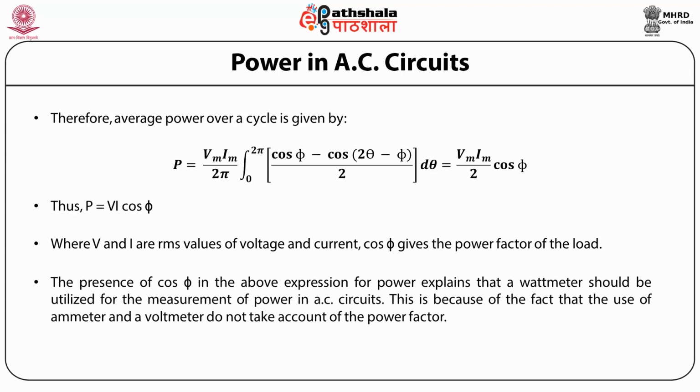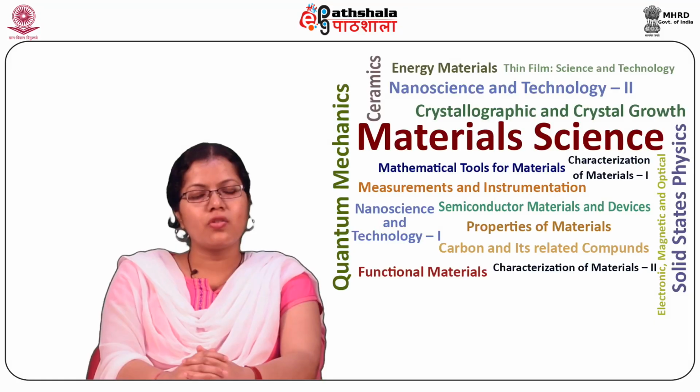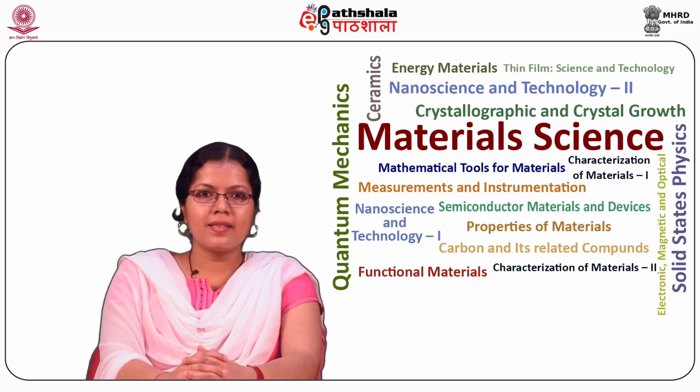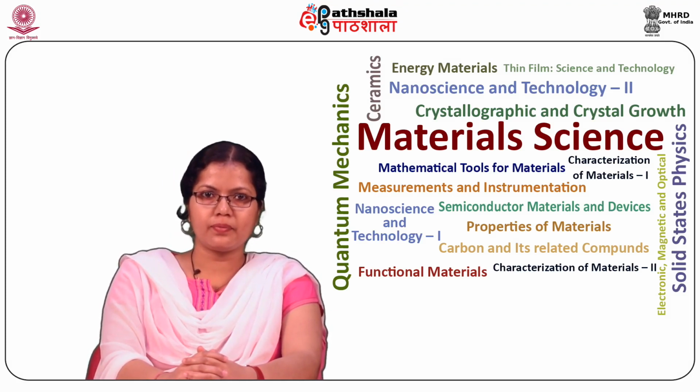The presence of cos phi in the above expression for power explains that a wattmeter should be utilized for the measurement of power in AC circuits. This is because of the fact that the use of ammeter and a voltmeter do not take account of the power factor. Students, now let us study about the electrodynamometer wattmeters.